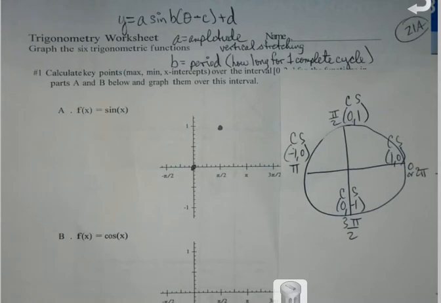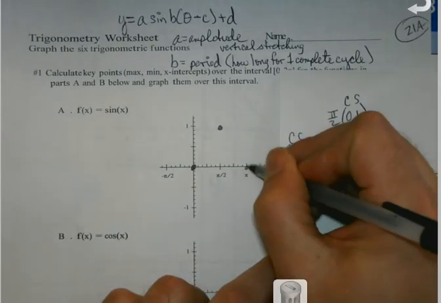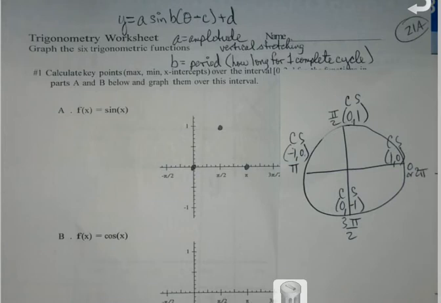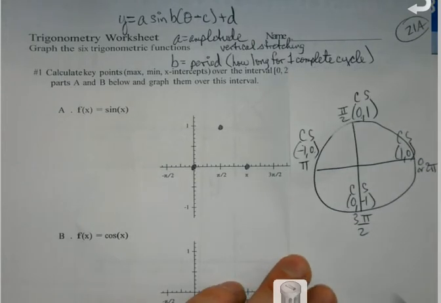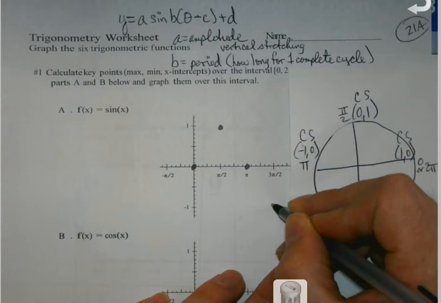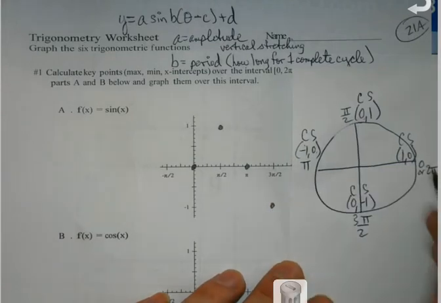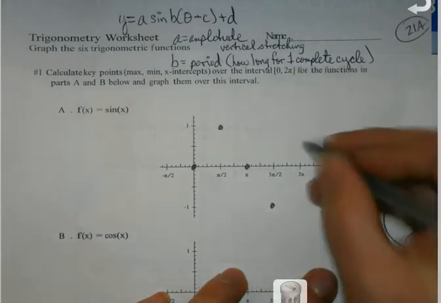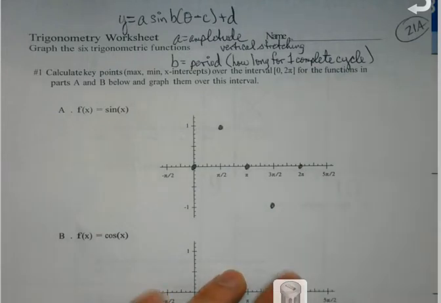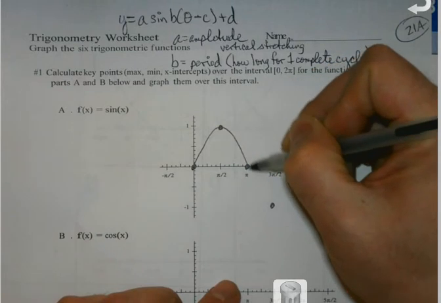And as I continue to work along, at pi my sine's back to 0. At 3 pi over 2, we're down to -1. Because see, all of these things come back to the unit circle. And then 2 pi brings me back full circle, and I would start the pattern over again. So I'm going to get this curve that starts to go.